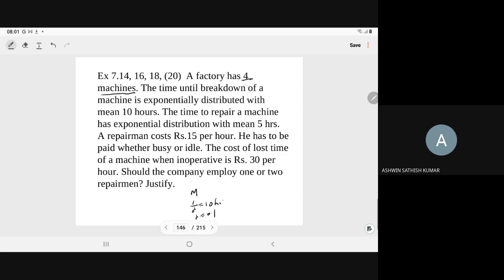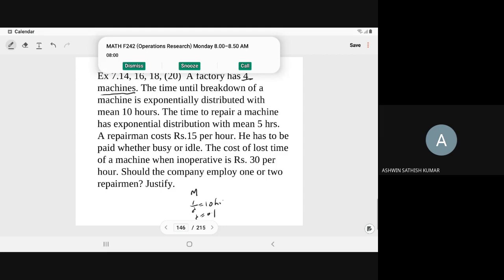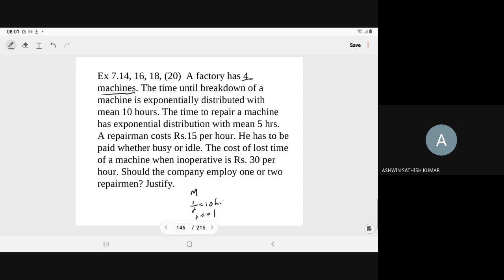The time to repair a machine has exponential distribution. Because we are talking in terms of breakdown, here we are taking the repair time, which is instead of the service time. It is also exponential distribution, so here we write Markovian, with mean 5 hours. With mean 5 hours, 1 upon mu is given as 5 hours, so mu will come to 0.2 per hour.